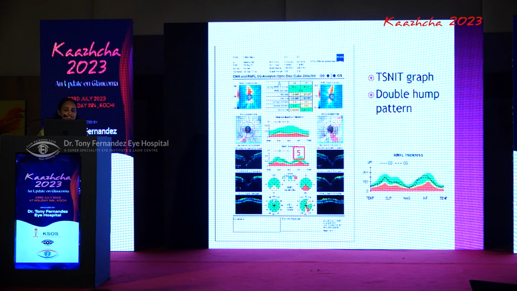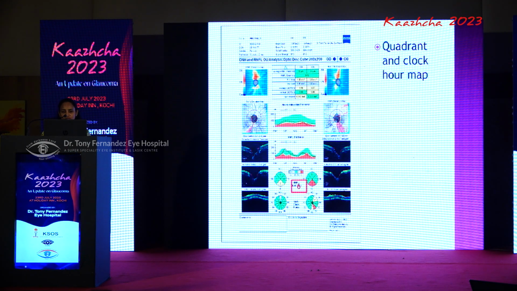Then you have the test-retest graphs. There are two graphs, one for the neuroretinal rim thickness and the other for the RNFL thickness. Usually it does have a double hump pattern because the RNFL is thicker in the superior and the inferior quadrants. But when there is thinning, as shown in this example, you can see the RNFL graph dipping into the red zone, even in the graph for the RNFL thickness.